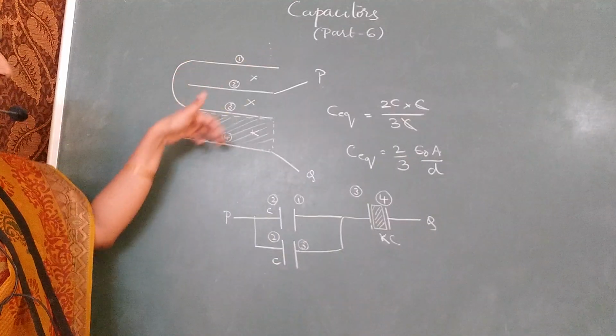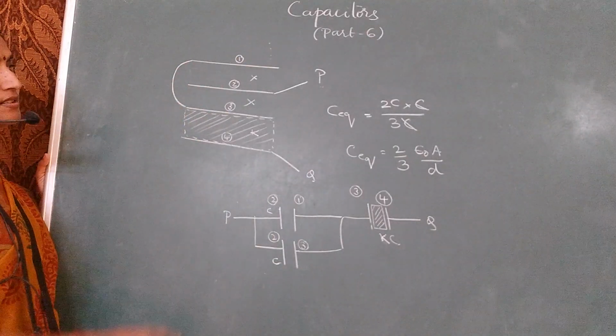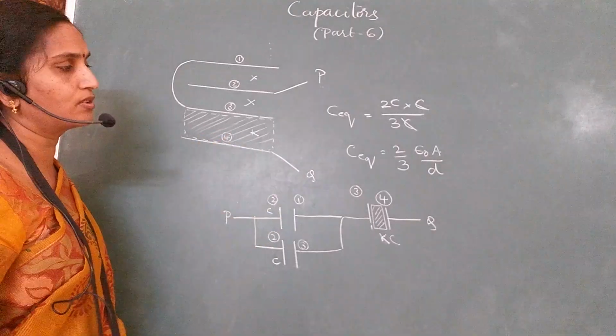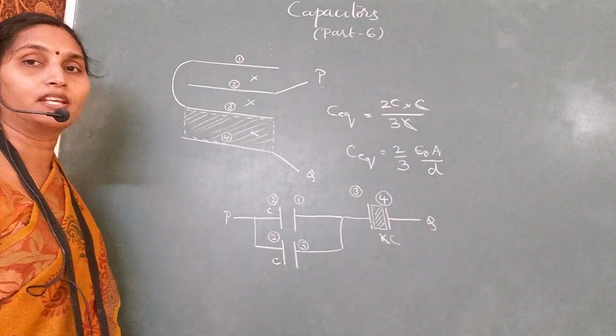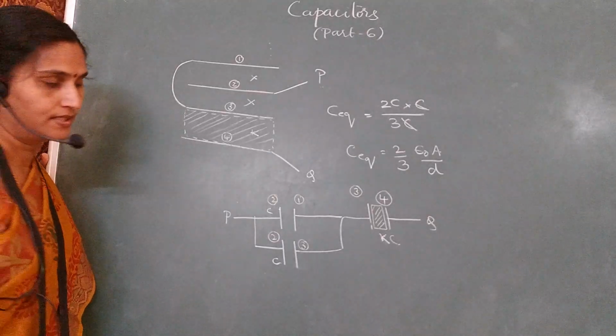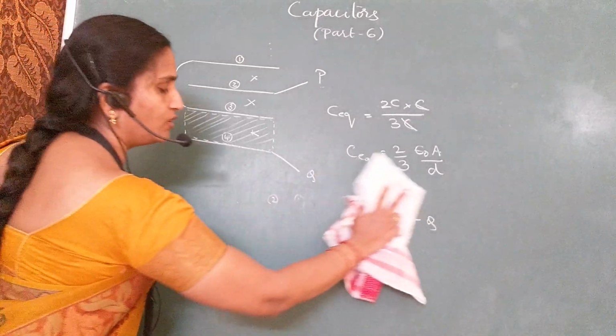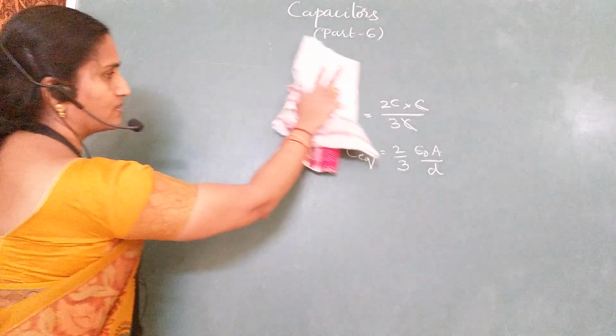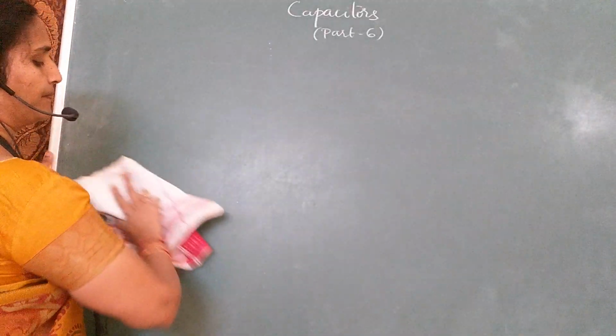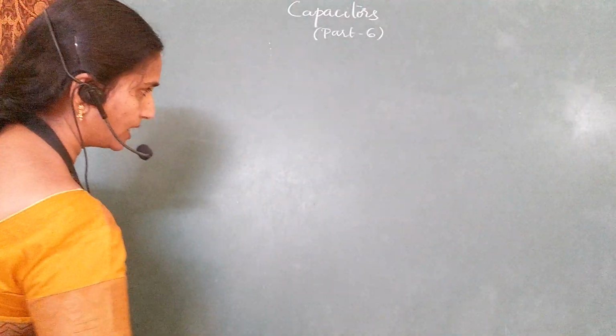You can modify the relation according to the question. So like this, some modifications can be made in the question, but this is the main procedure or the sequence of steps for finding out the equivalent capacitance. Now again coming to parallel plate capacitors with dielectrics. Look at the next question.